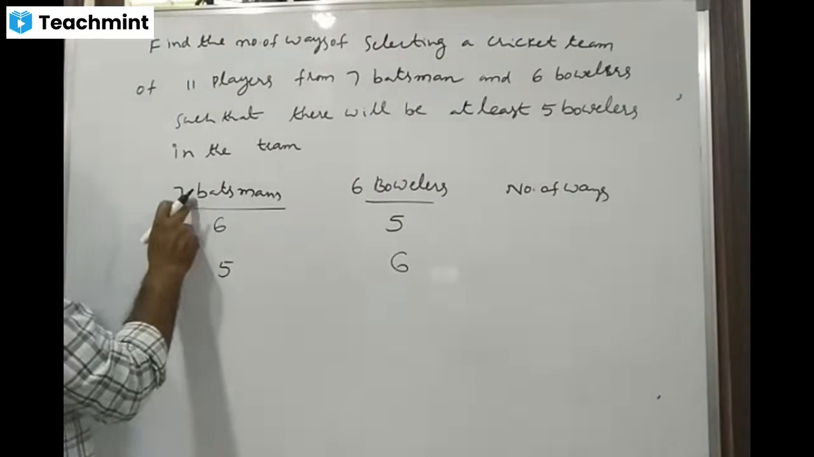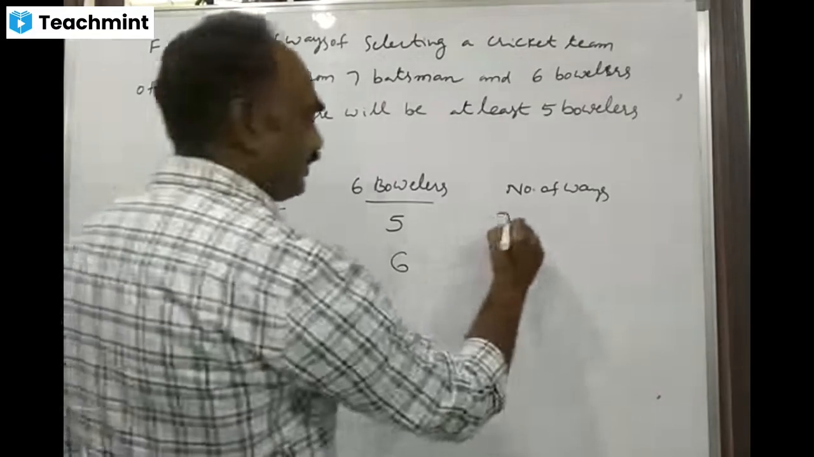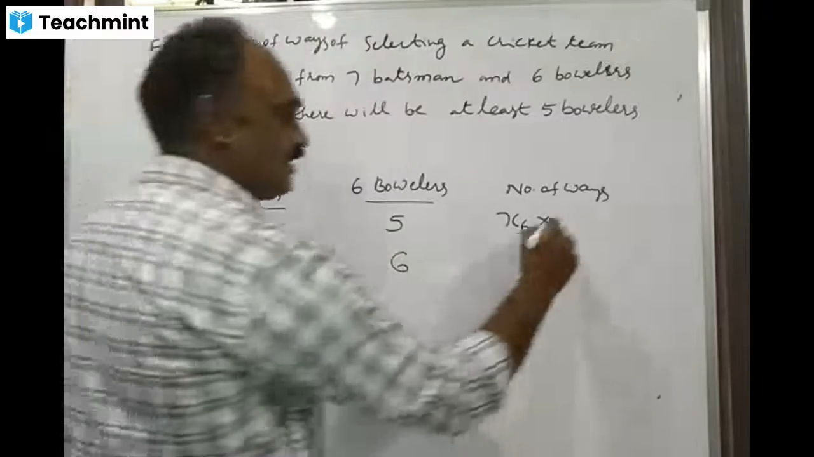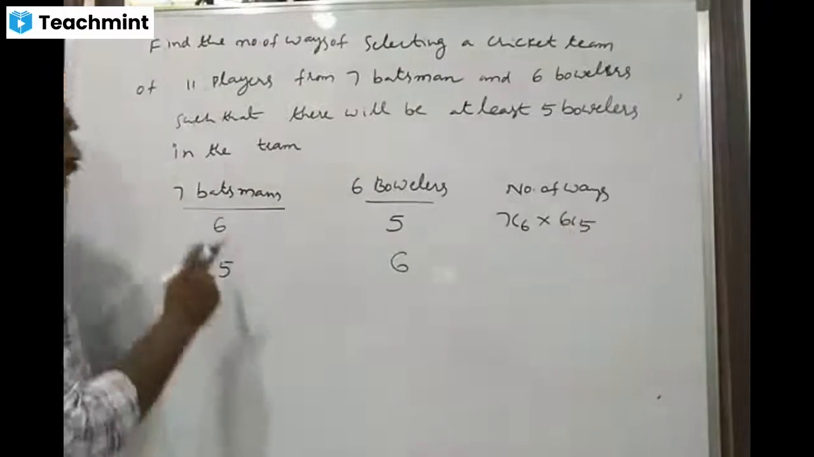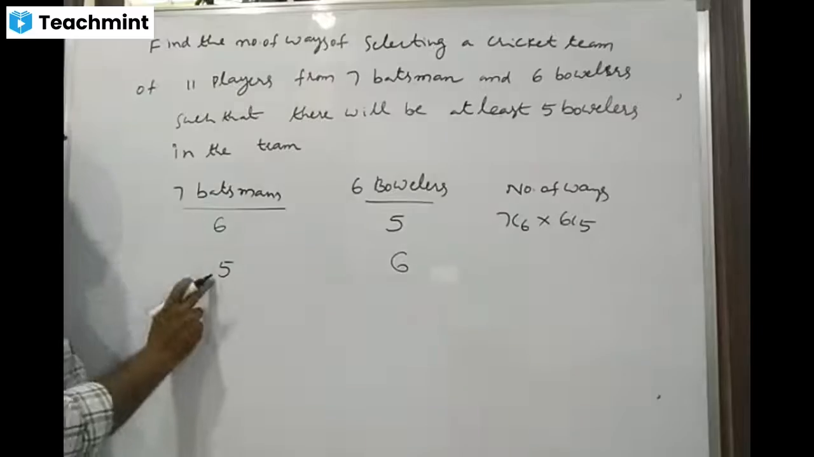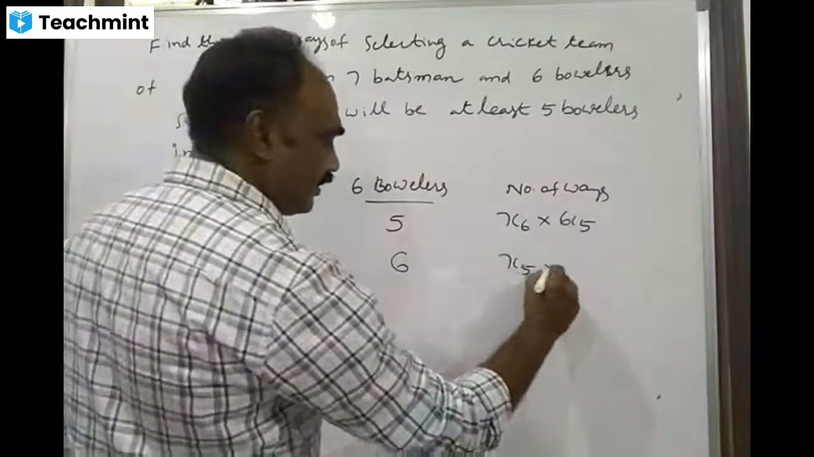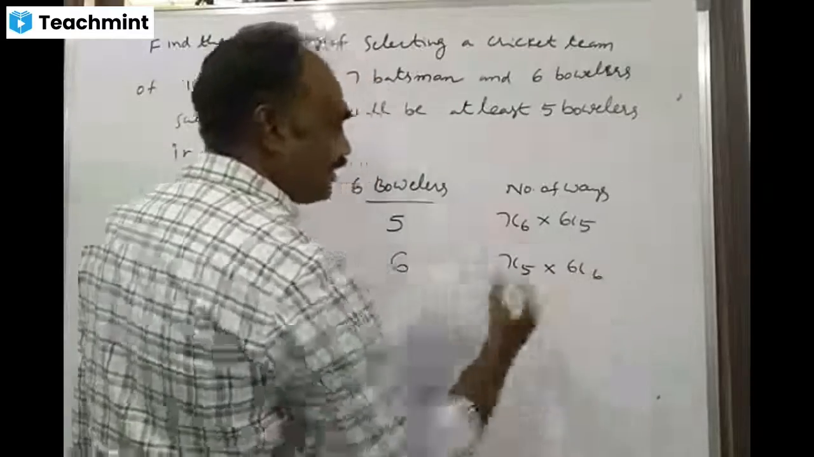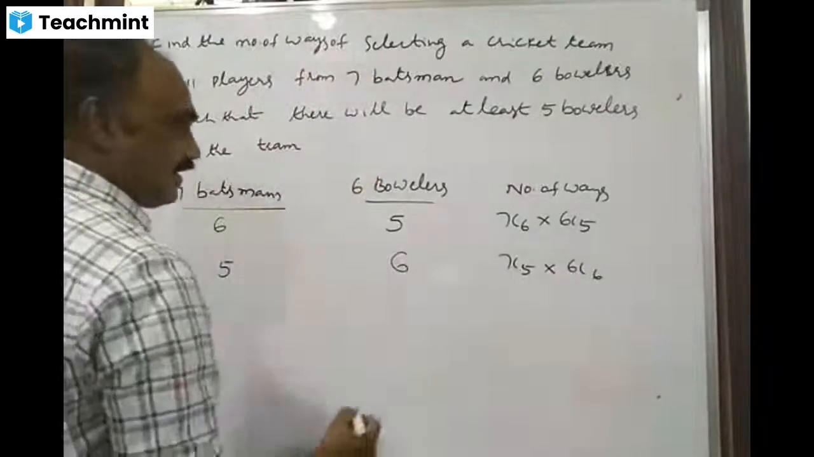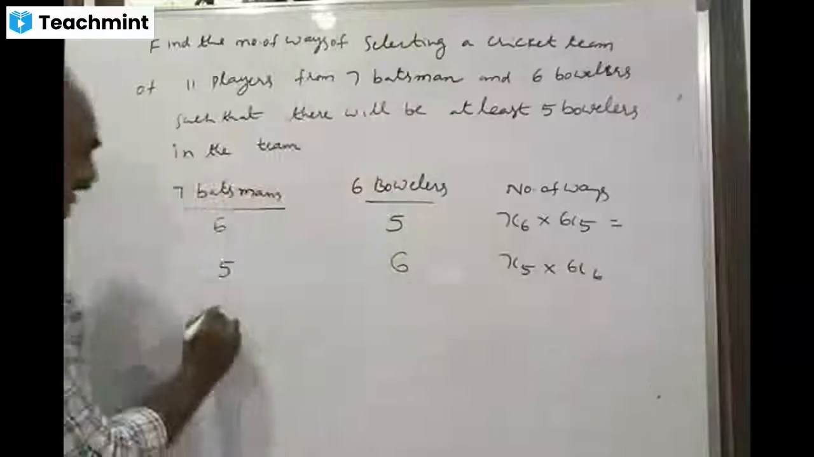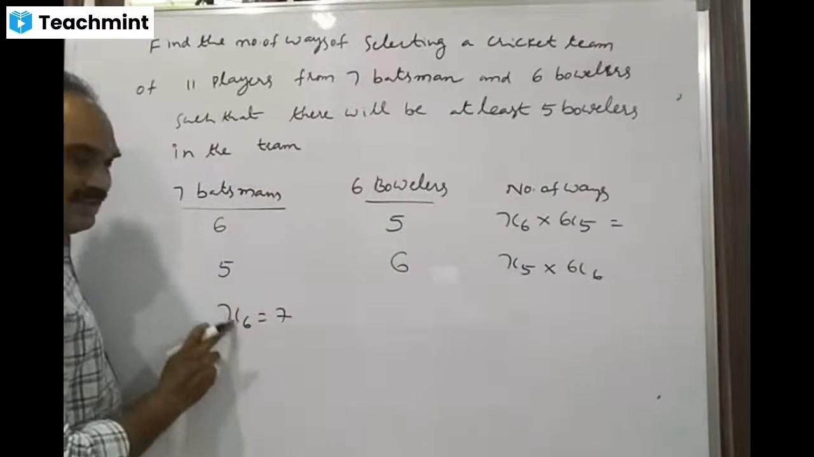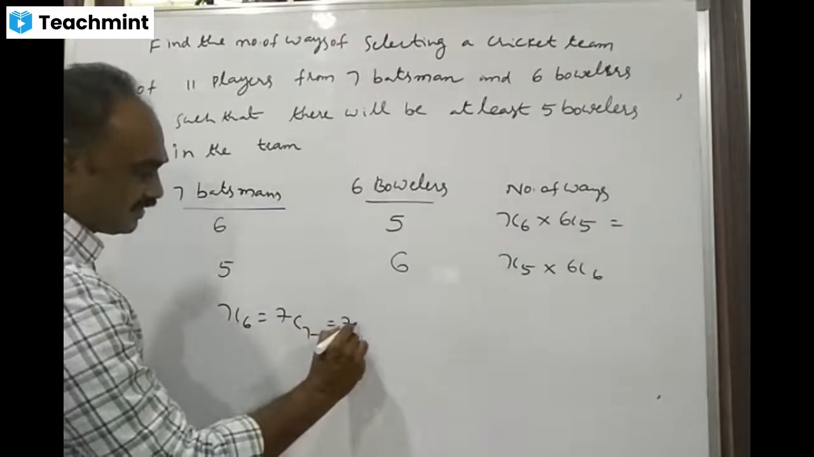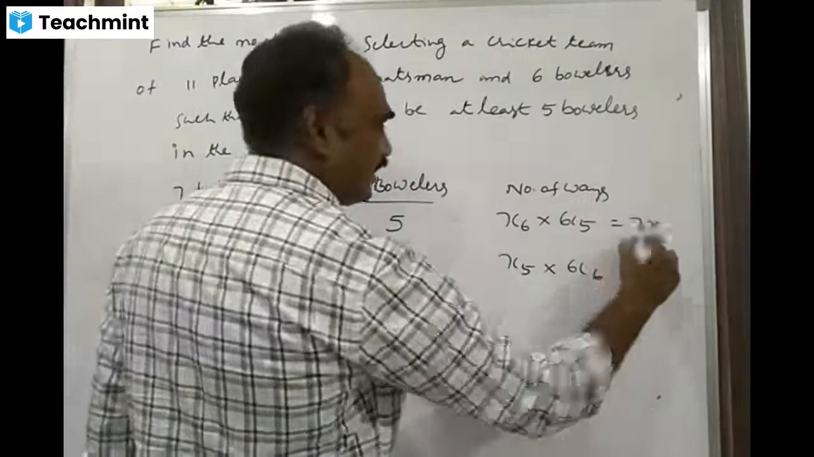Out of 7 batsmen select 6 batsmen, 7C6, into out of 6 bowlers select 5 bowlers, 6C5. Next, second case: out of 7 batsmen select 5 batsmen, 7C5, into out of 6 bowlers select 6 bowlers, 6C6. 7C6 is equal to nCr equals nC(n minus r), 7C(7 minus 6), 7C1, which is 7.